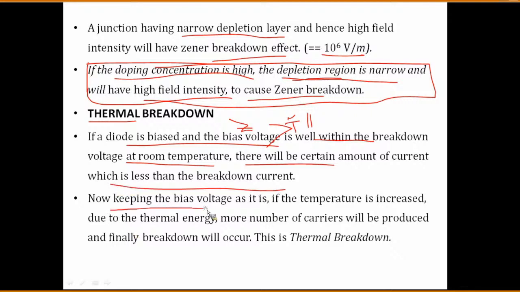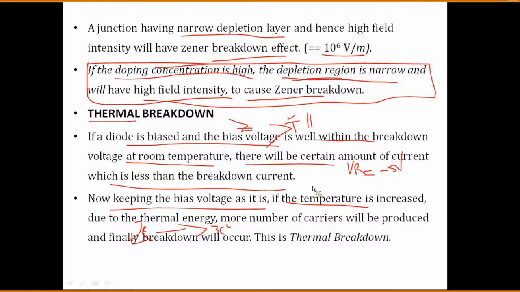Now, what we are doing? Keep the bias voltage as it is. That means the reverse voltage, I am keeping fixed at minus 5 volts. Just imagine, initially the temperature is 26 degrees, and now if you increase the temperature to 36 degrees, as I told you, for every 10-degree rise in temperature, the reverse saturation current doubles. Reverse saturation current is nothing but the current due to minority charge carriers.